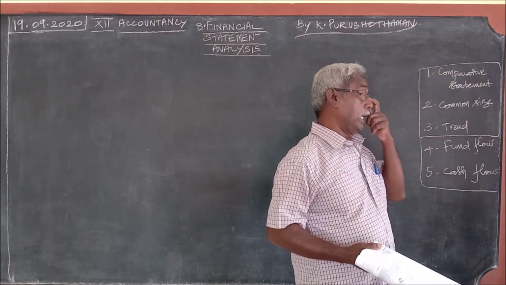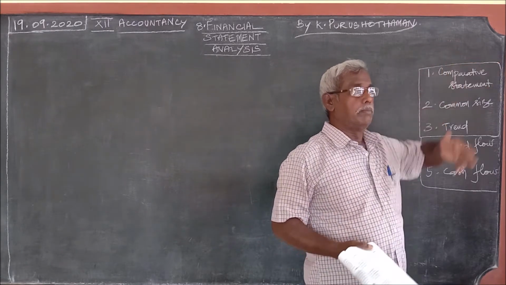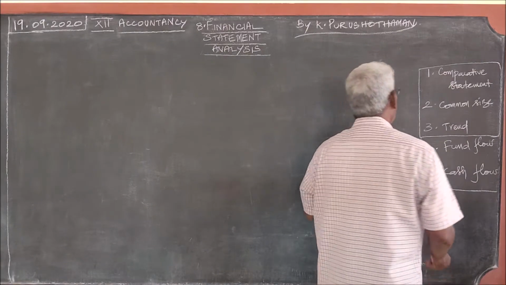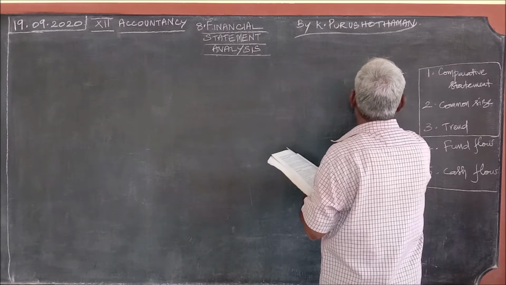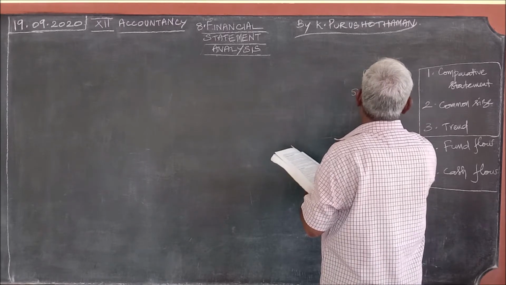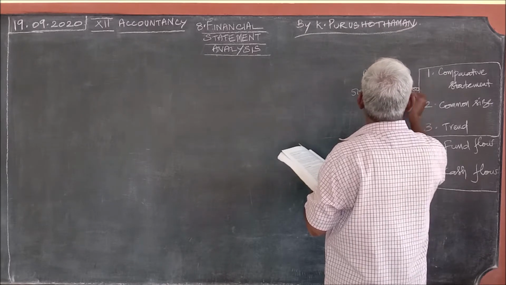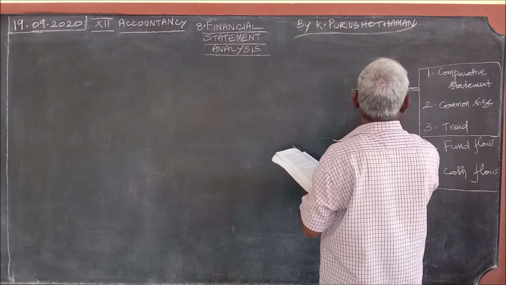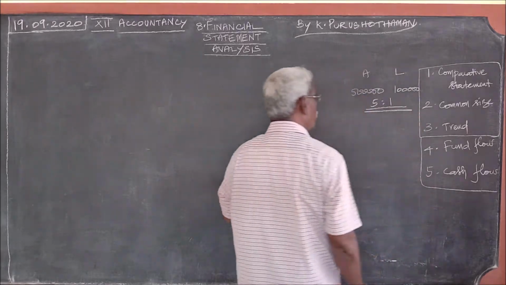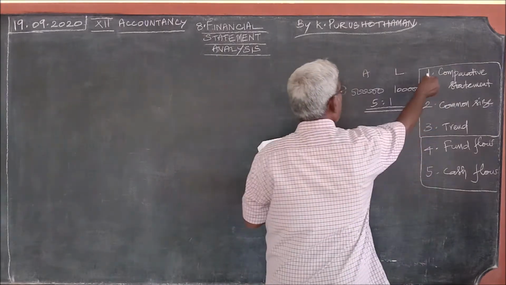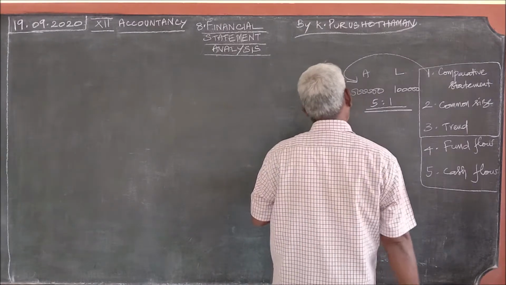Just for example, I can take assets and liabilities, which are compared. As I said, asset 5 lakhs and the liability 1 lakh. This can be compared and say it is 5:1. When asset is 5 times, the liability is only 1 time. This is the comparative statement.